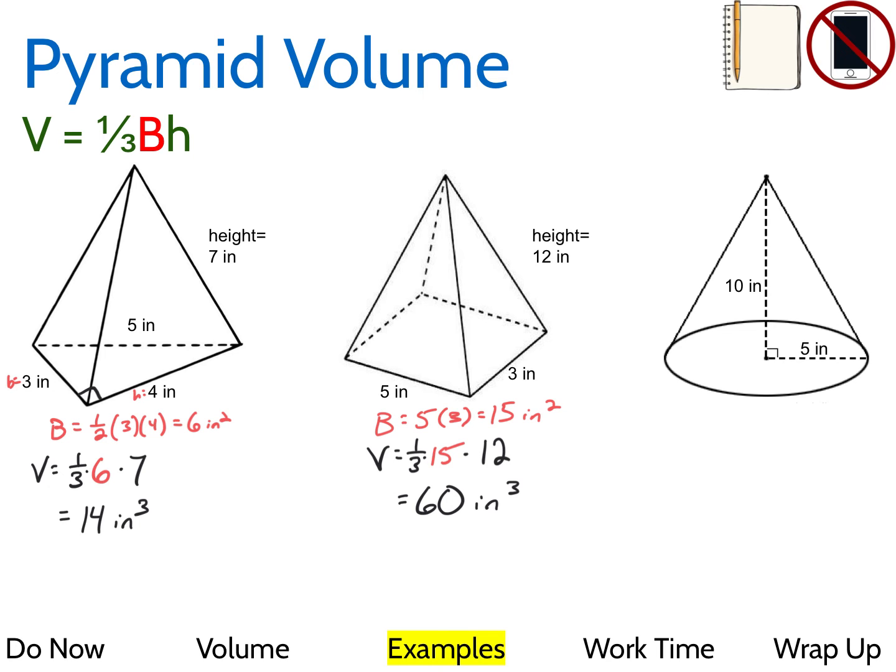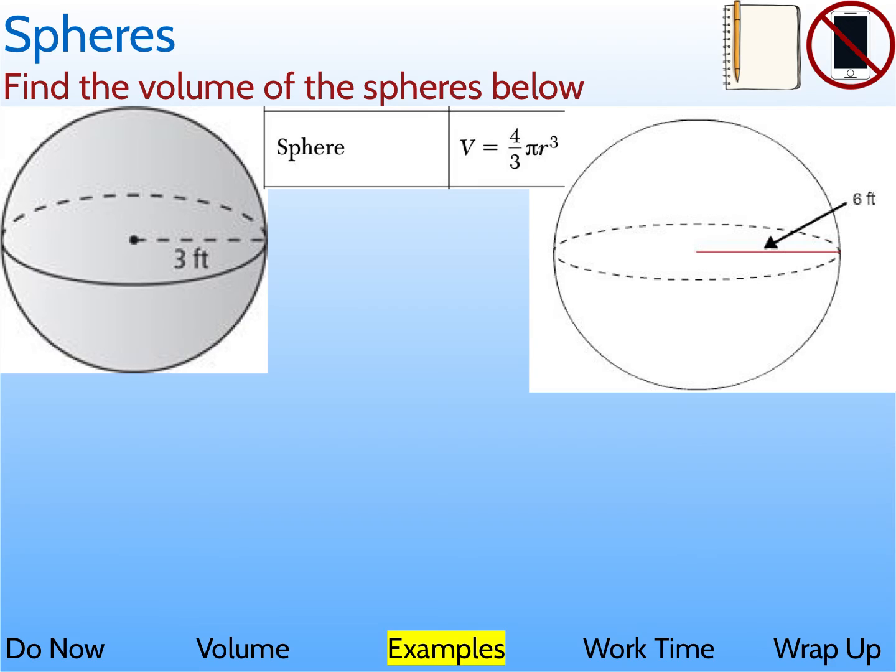With the cone, the area of the base is pi r squared, so we can do the volume equals 1/3 pi r squared times the height. So in this case, we're looking at 1/3 times pi times the radius of 5 squared times the height of 10. And if you plug that all into your calculator, you end up getting 785.4 cubic inches.